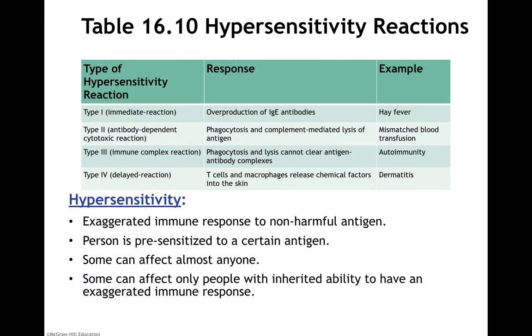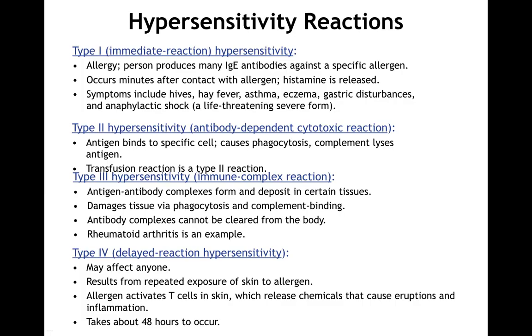There are some issues we can have with immunity, including hypersensitivity, which is an exaggerated immune response to something that's not really harmful. A person first has to be pre-sensitized. You have to have that first exposure, and they can affect almost anyone. Some can affect only people with an inherited ability to have the immune response. So again, there's a connection with genetics, but it's not a genetic disease as such.